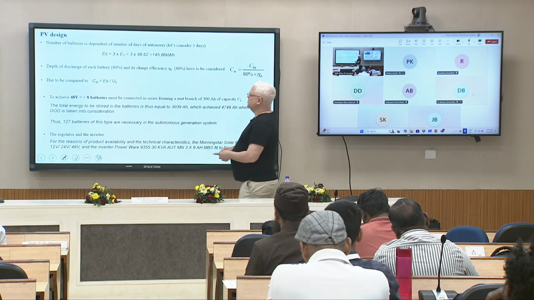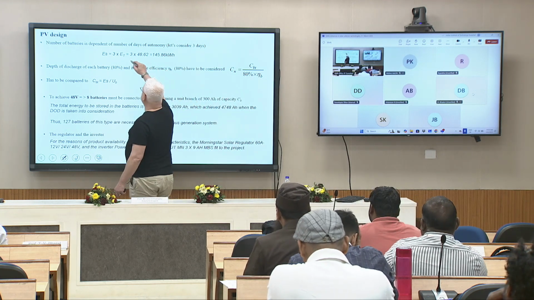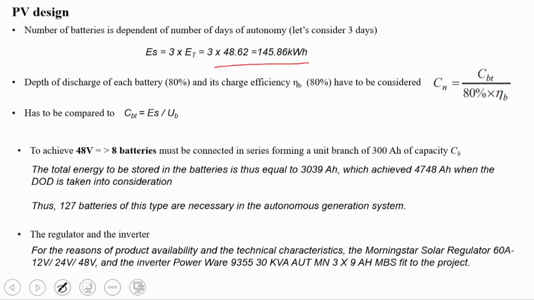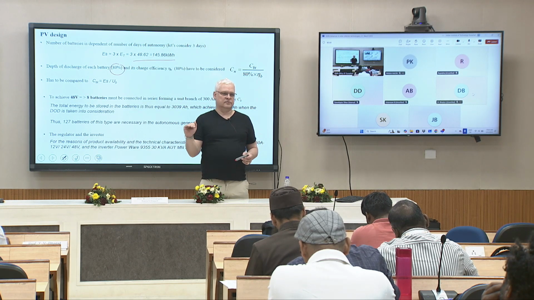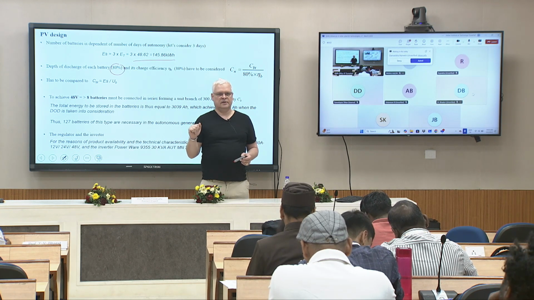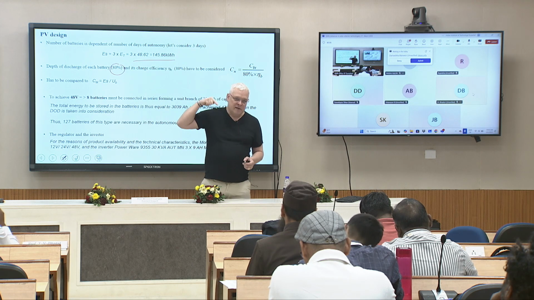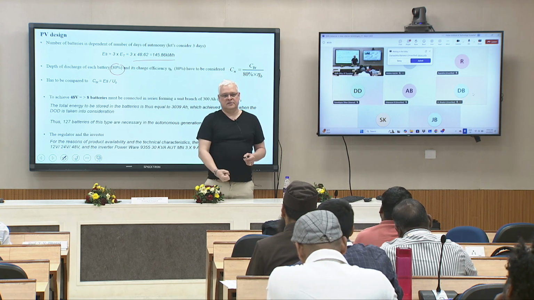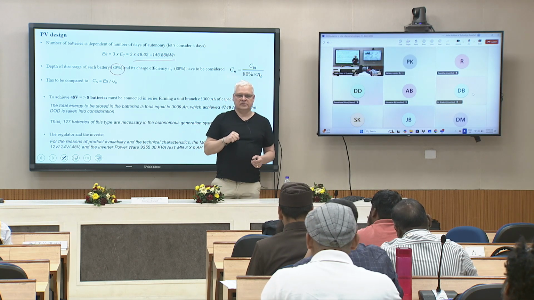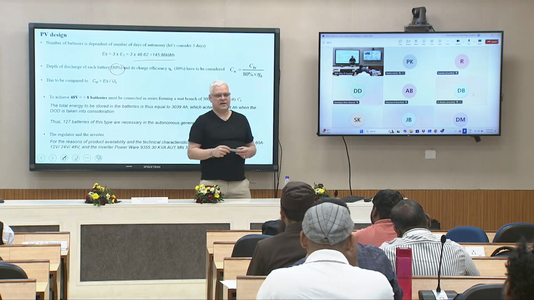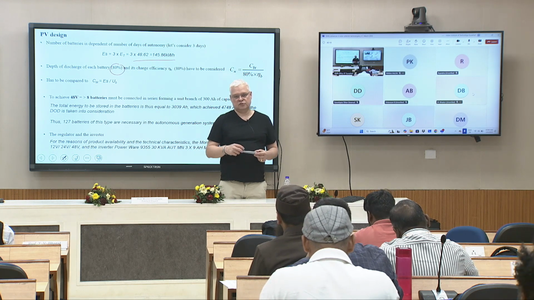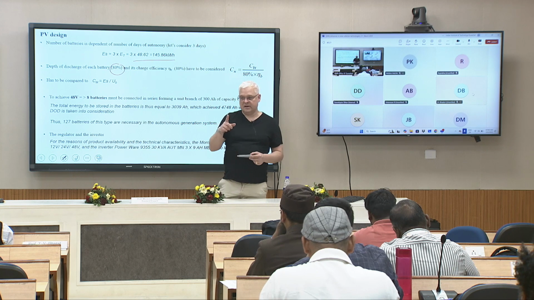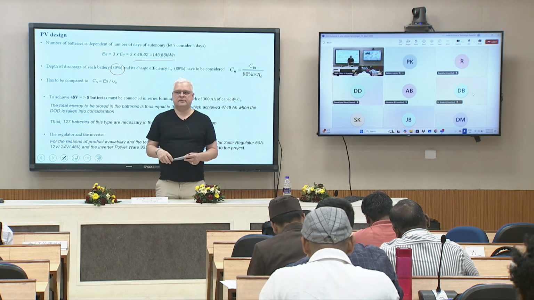Okay, so I said that the number of batteries is dependent on this autonomy. We select a depth of discharge of 80%. 80% is the maximum in your assumption. Remember, the deeper you go in the extraction of energy from the battery, the shorter the battery lifetime will be. It is linked to the number of cycles and the depth of the discharge.